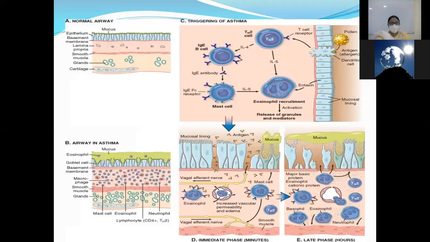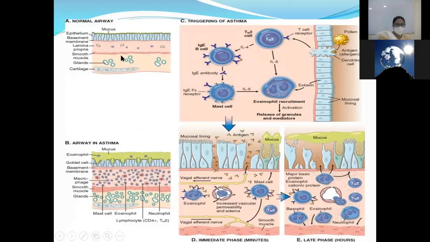Now, this image is from the Robbins book. Clear? This is a normal airway. In this picture, you can appreciate that this is the epithelium of the airway. This is the lamina propria. This is the smooth muscle layer. And these are the glands. This is a normal airway.